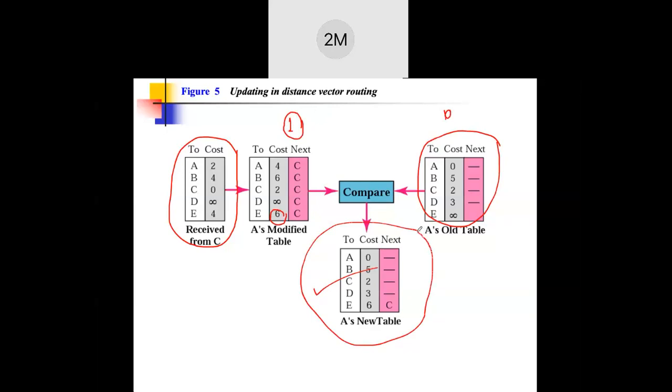Now here the question is, if the cost is the same, then the router will keep the old entry, it will discard the new entry. And if the cost is less in the new entry, it will keep the new entry, discard the old entry. Okay. So on this basis, all the routers are exchanging the table and updating the table so that they have the optimal path for the destination.